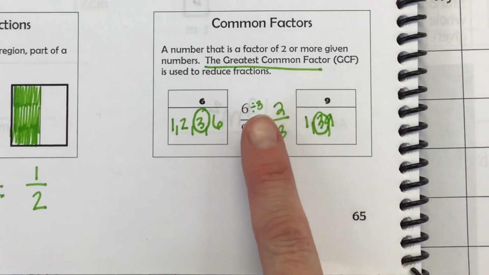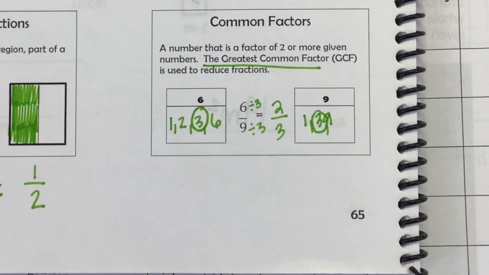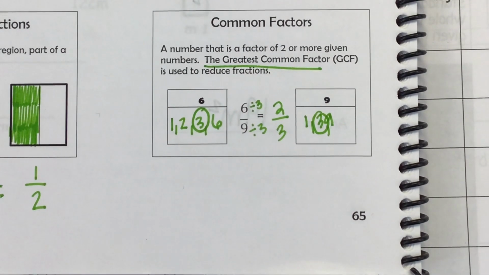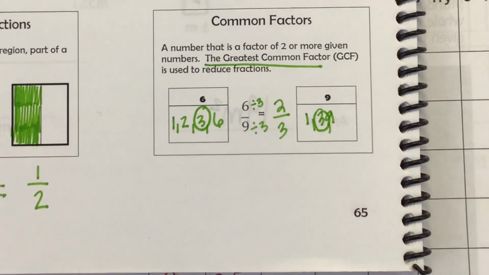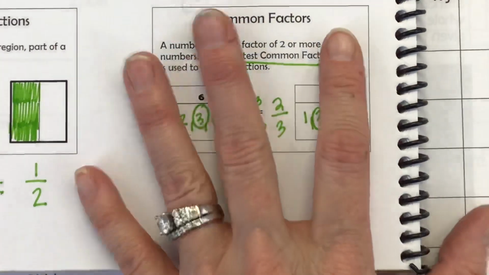That's called reducing the fraction. Other words for reducing fractions are simplest form, lowest terms, simplifying. Okay, all of that means to divide the numerator and denominator until you cannot divide them anymore because they have to be divided by the same number. Okay?